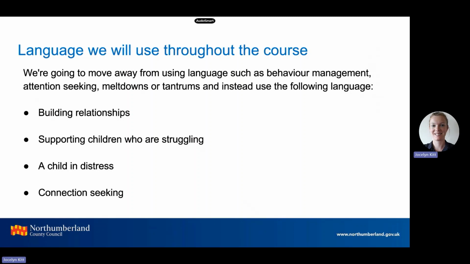We always need to separate the behaviour from the child, so we should never label children or call them naughty. Instead, we need to talk about what the child is struggling with. Behaviour should be thought of as something the child needs to learn, just as you would put things in place if they were struggling with reading or their fine motor skills. Regulating emotions is something children need to be taught, and some children need more support with it than others, especially if they have experienced or are experiencing trauma in their lives.